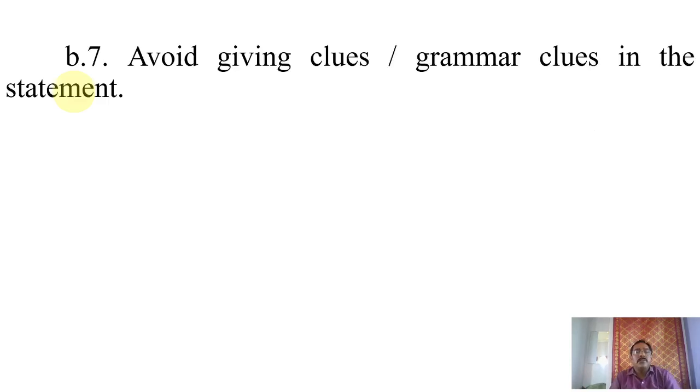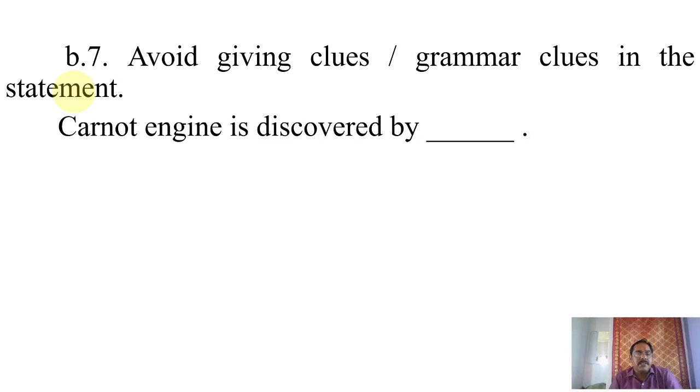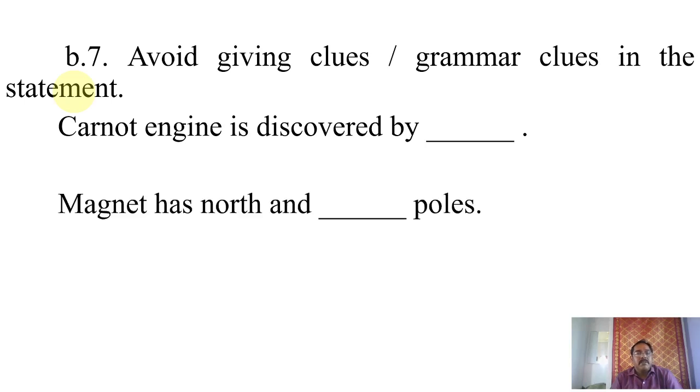Avoid giving clues, grammar clues in the question. Let us have an example. Carnot engine is discovered by dash. See, the answer is Carnot only. We are giving it in the question itself. Carnot engine is discovered by Carnot himself. Magnet has north and dash poles. So north means the opposite, south. That will be the most appropriate answer, but it gives a clue. We are saying directions.